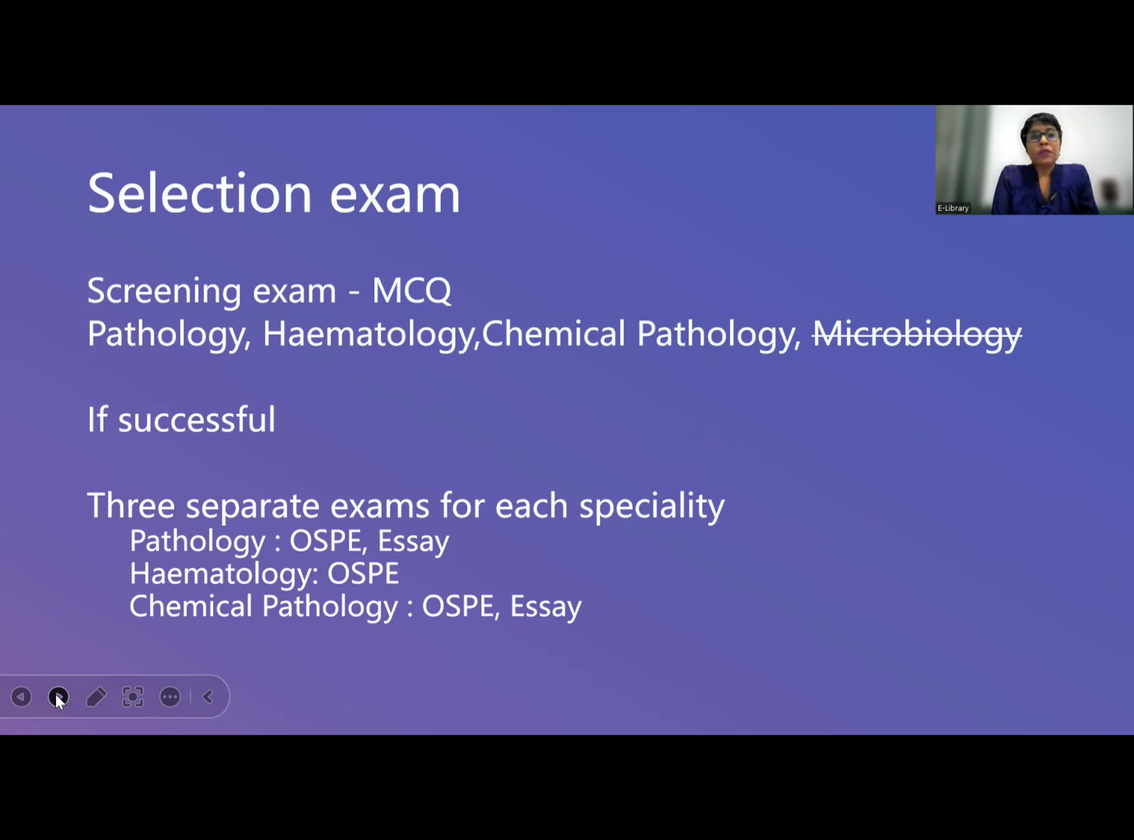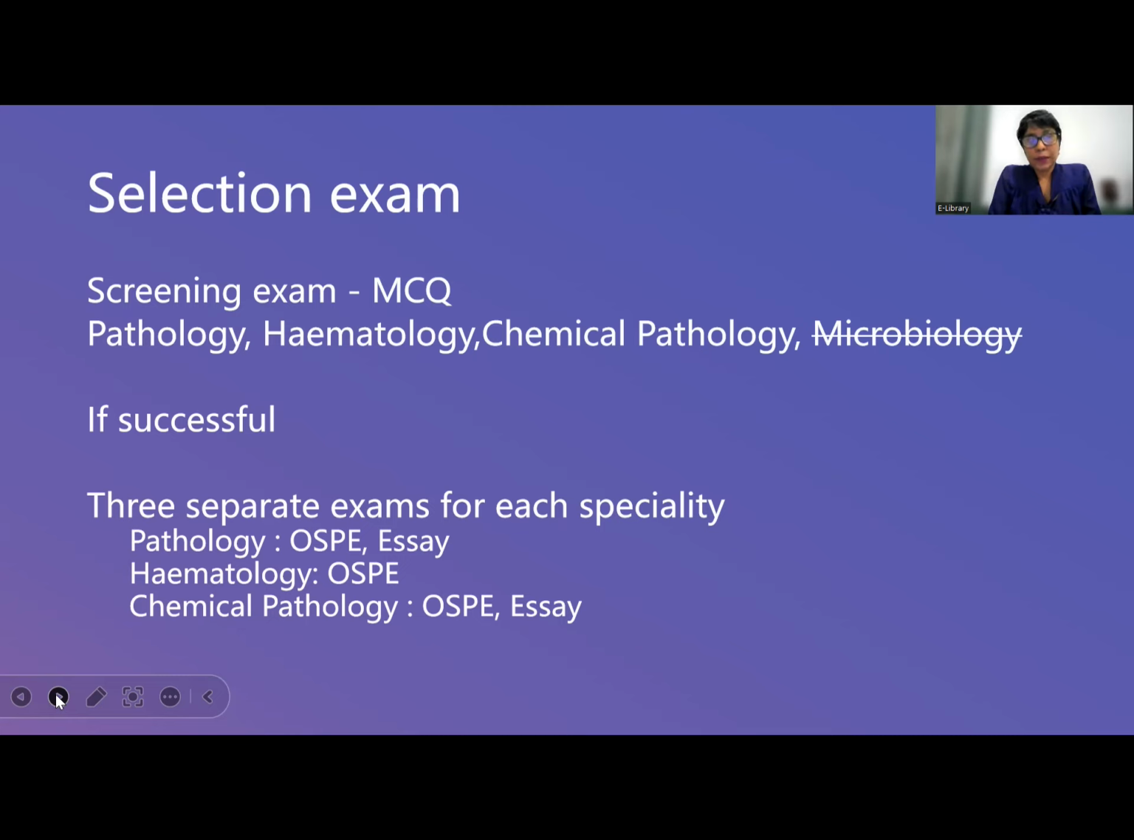There is the MCQ. So, we test MCQs from pathology, general pathology and the systematic pathology, hematology and chemical pathology. So long we had 5 MCQs for microbiology, but from the next selection exam onwards, we are going to get rid of it. But before you sit for the selection exam, please make sure that you get it confirmed from reading the prospectus, right?